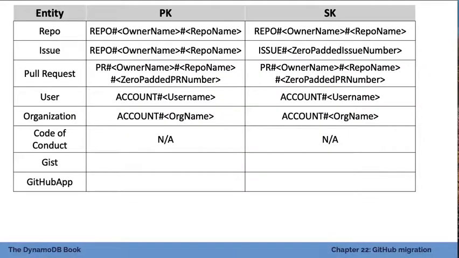If we go update our entity chart here, we had code of conduct listed, but it's actually not a separate entity. It's just attached to that repo. So there's no PK or SK pattern for that code of conduct.